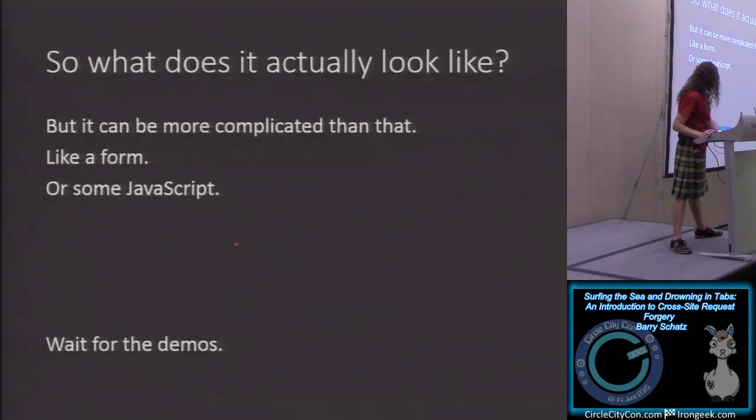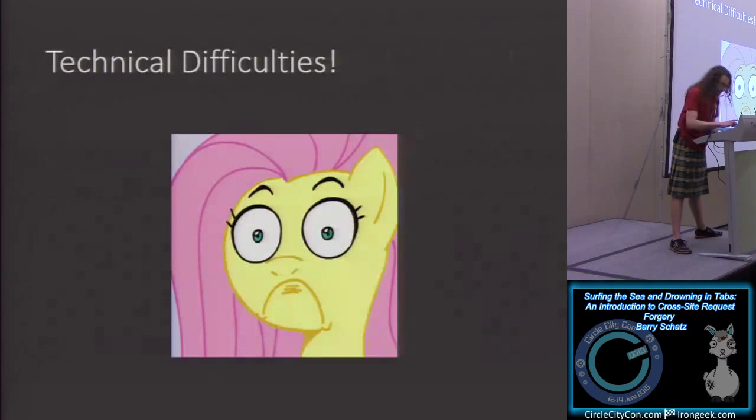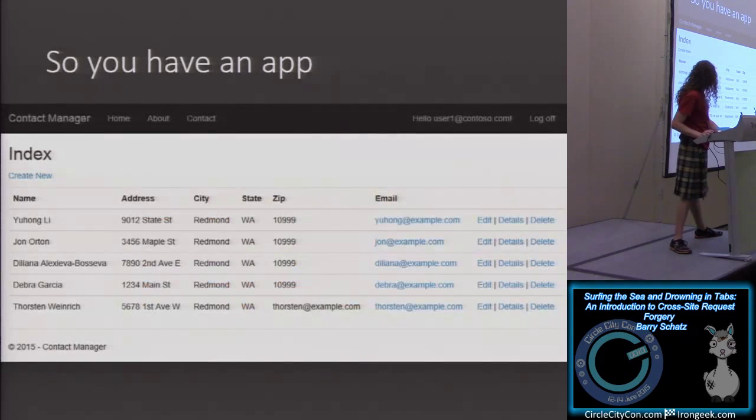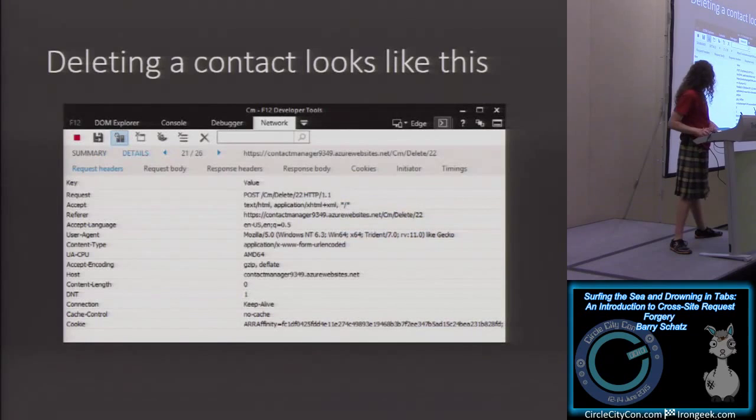Let me just say, this is how I roll, and I know it's in here. I'm going to be hopping back and forth because I know some of my demos still work, but since that one is being recalcitrant, we're going to go with this. So you have an app, and it's got your contacts and stuff. Deleting a contact, this is your basic whatever. You've got your auth cookie off in the corner.